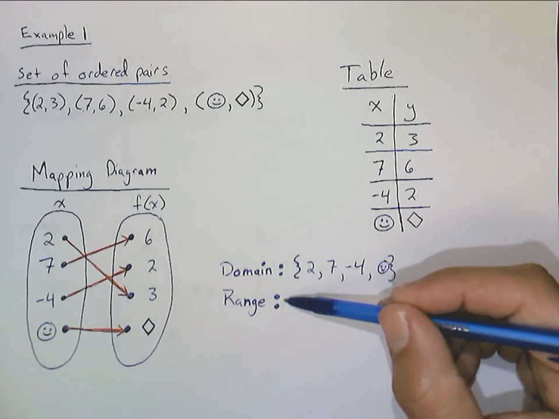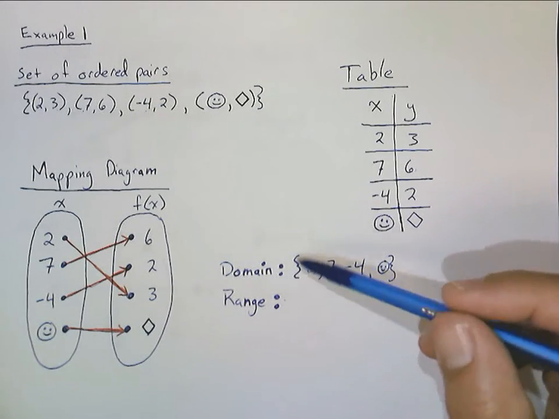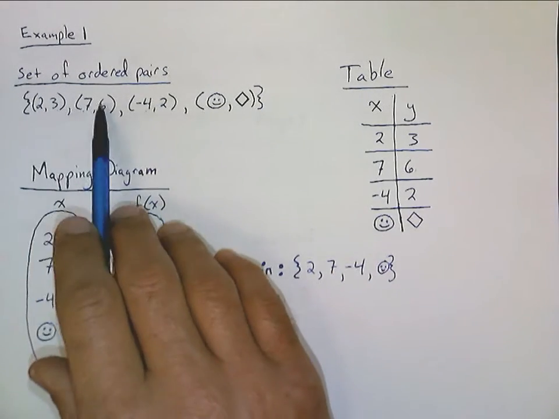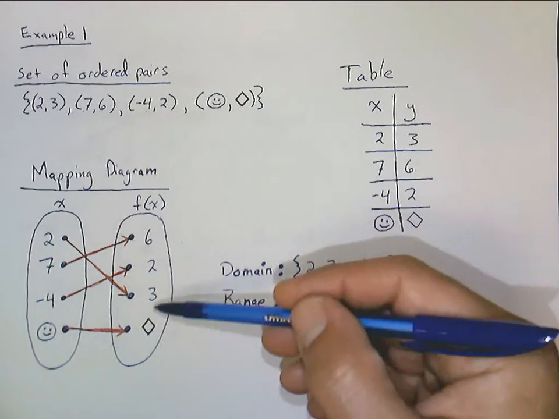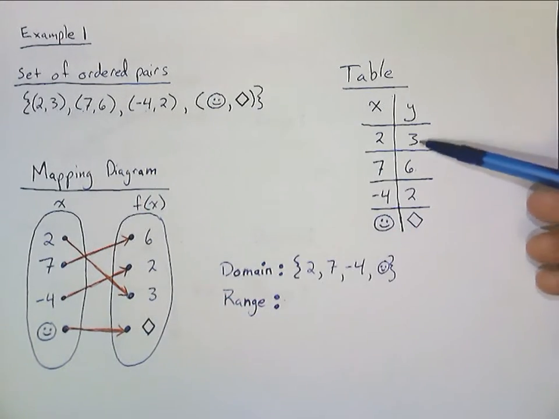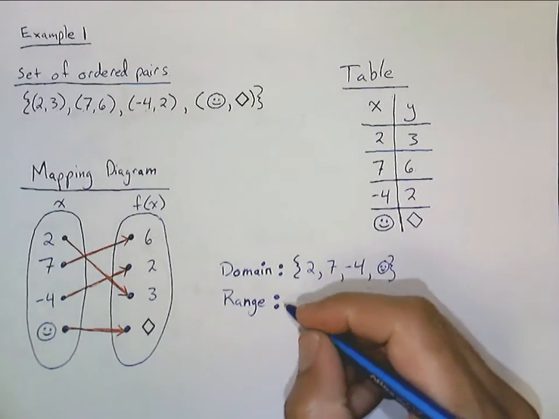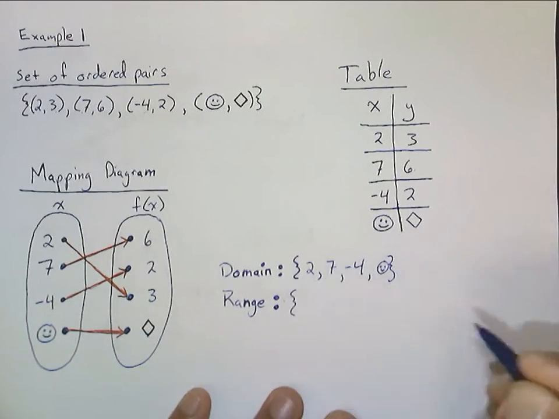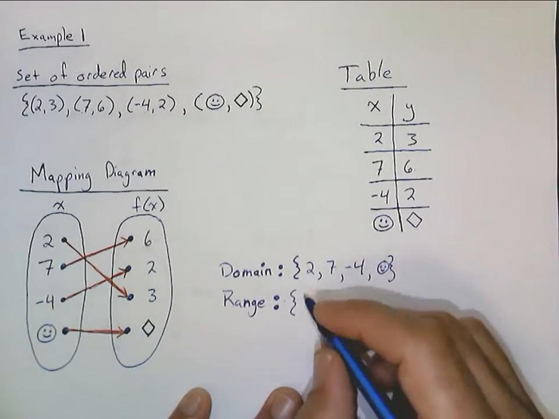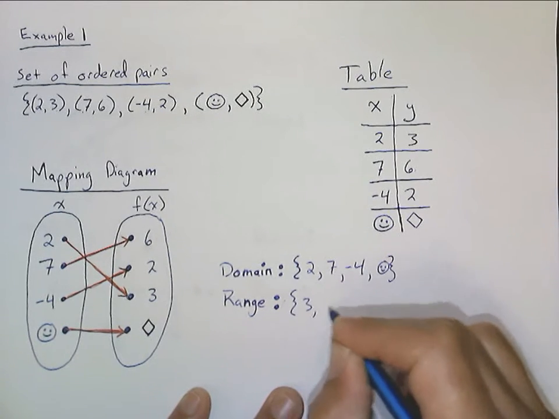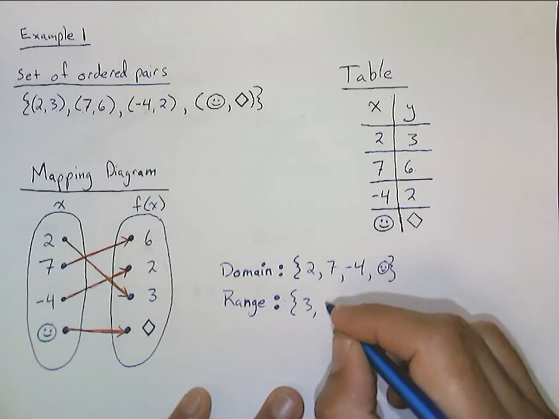Now similarly, the range is just going to be the set of all the y values. Here we go: 3, 6, 2, and rhombus. So the range for this example, given any of these representations, is pretty easy. We just write down all of the y values in a set, and that's the range.